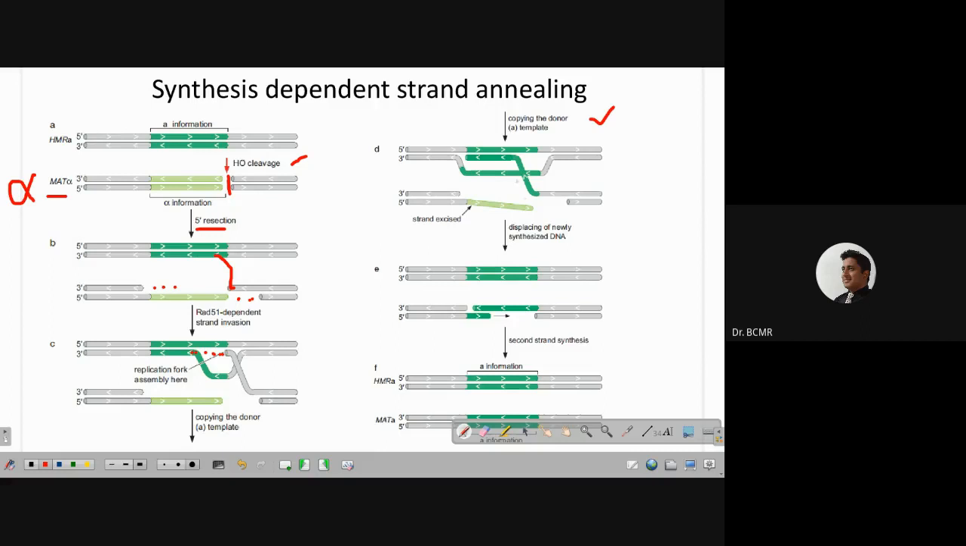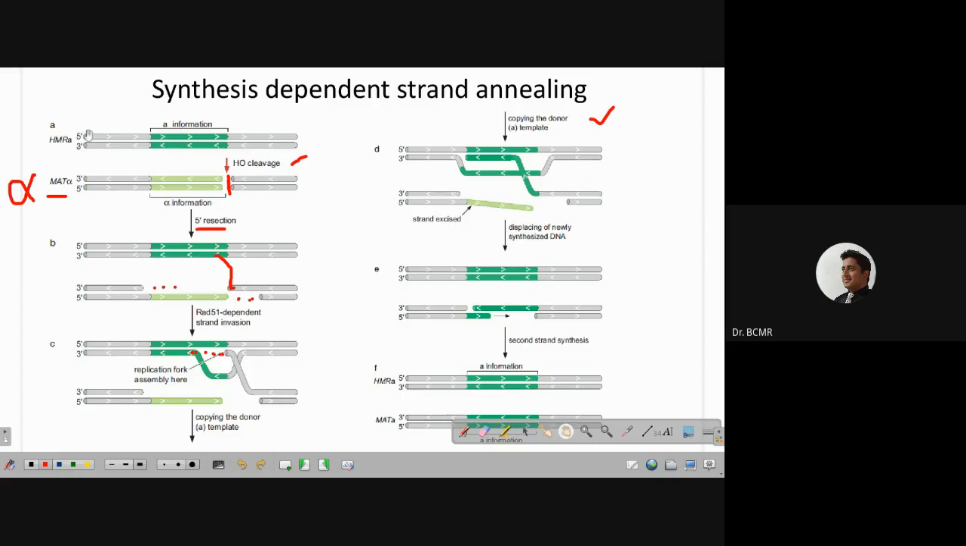One of the strands is completely synthesized. What is this dark green indicating? Dark green is the genetic information for A. The strand that is synthesized here will now move to the bottom, as shown here. That is used as a template, and new DNA is synthesized here. The alpha sequence here is broken down and removed.